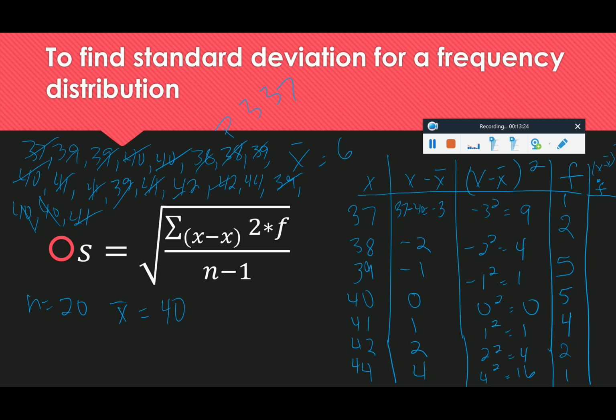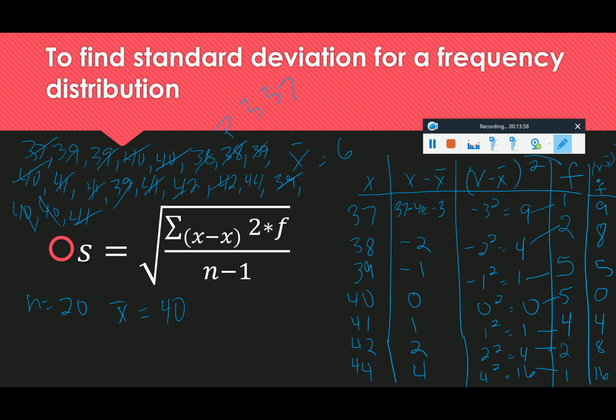All right, so I'm going to multiply those. 9 times 1 is 9. 4 times 2 is 8. 1 times 5 is 5. 0 times 5 is 0. 1 times 4 is 4. 4 times 2 is 8. 16 times 1 is 16. Okay, so 9, 8, 5, 0, 4, 8, 16. I did mine a little bit different in the order just because I like to have these side by side so it's easy to multiply them.